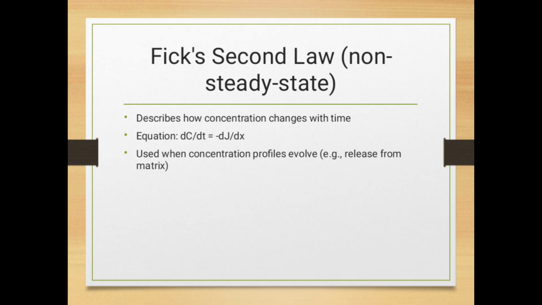Moving to the second law. The second law describes how the concentration gradient changes with time. That is, its equation states dc upon dt is equal to minus dj upon dx. It predicts how concentration at each position changes over time. The solution depends on initial and boundary conditions.